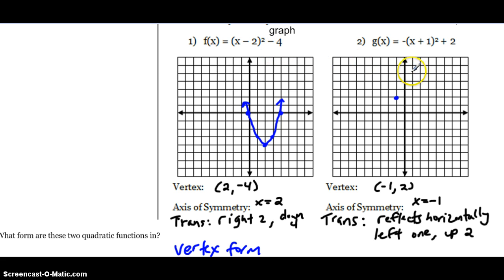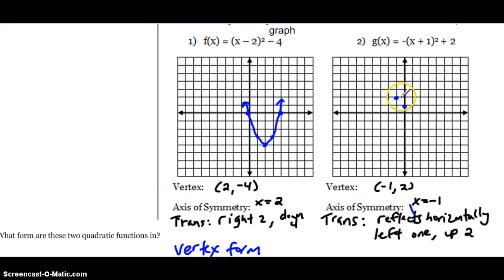Our second equation has an a of -1, so it's going to reflect. Then it's moving left 1 because our h here is -1, so it moves to the left. And then our k is +2, so it moves up 2. When the a is -1, it reflects the graph down. So instead of going right 1 and up 1, you're going to go right 1 and down 1, because we're going to reflect over the vertex.